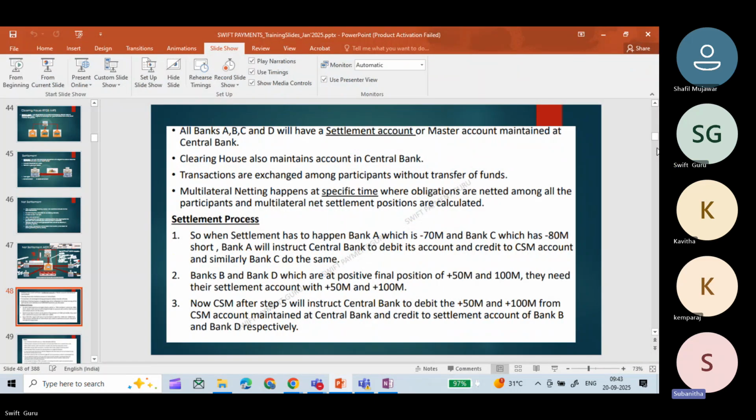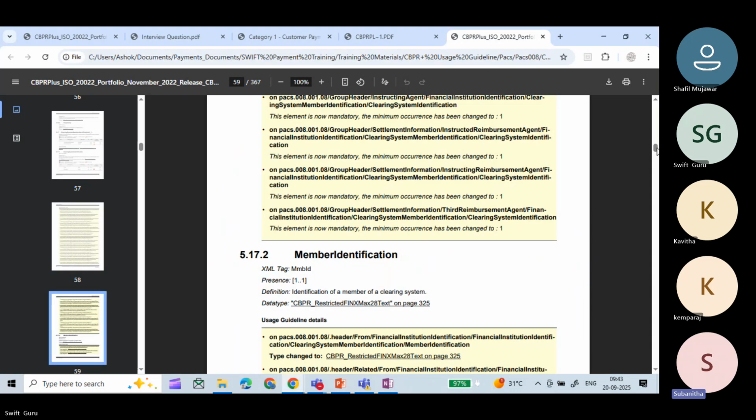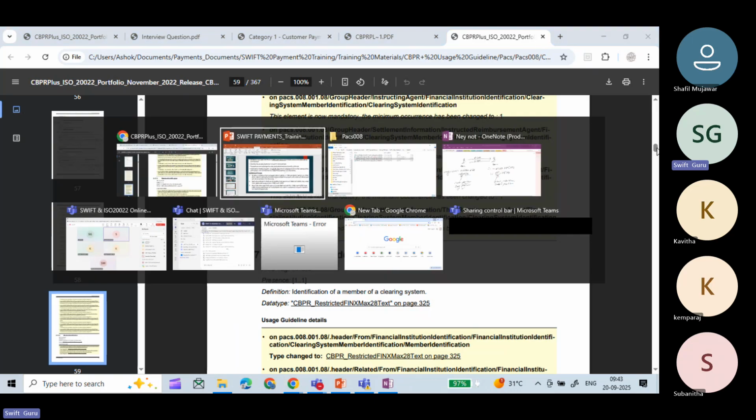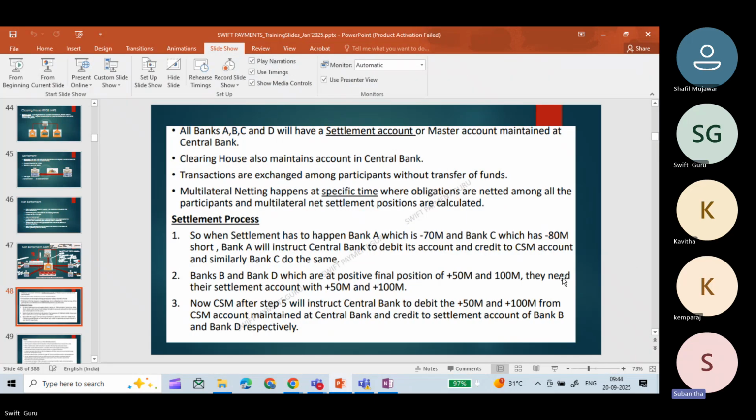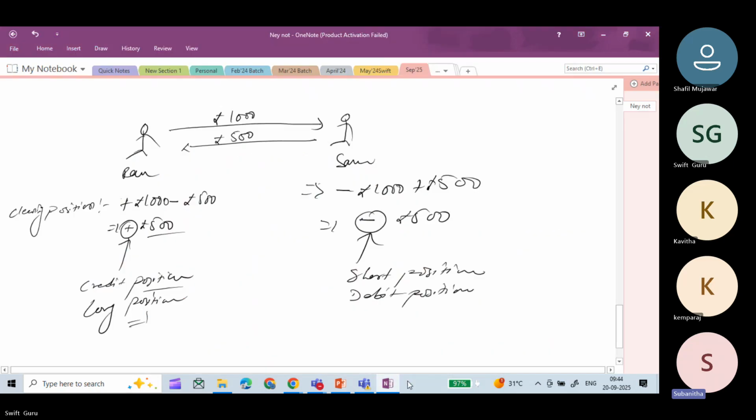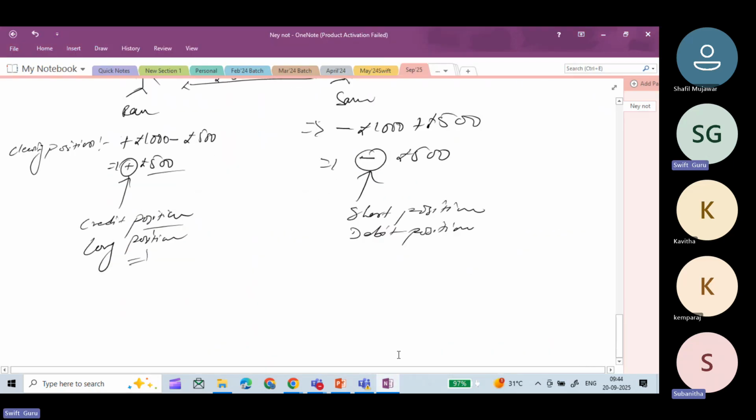This message is for the gross payments, which you're showing. If they are using ISO format, yes. This is for your Swift and ISO, ISO 20022, right? That's correct.